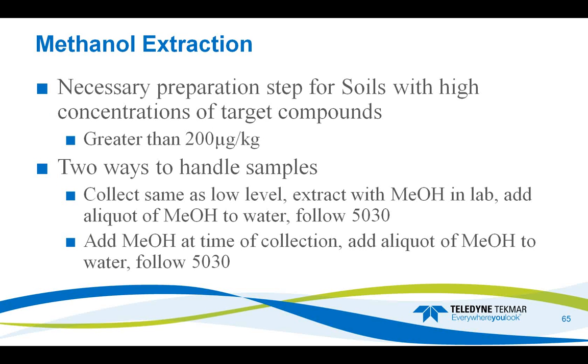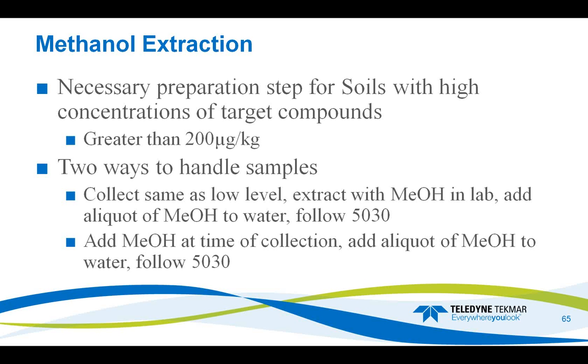Methanol extraction is a necessary preparation step for our higher concentration soils. So if our anticipated concentration is 200 micrograms per kilogram or higher, then we're going to be using a methanol extraction in this case. There's two ways to do this. The first is to collect the sample the same as a low-level sample, then do the extraction with methanol in the lab, adding your methanol to the water after you've done the extraction, and then following method 5030 purge and trap guidelines for sample concentration.